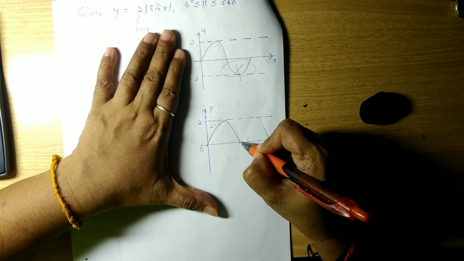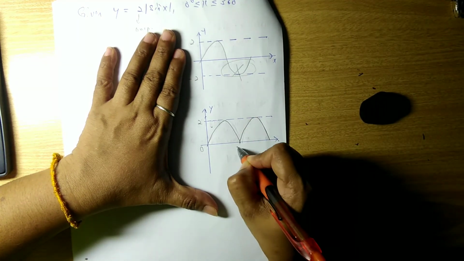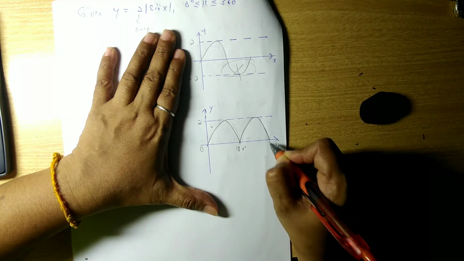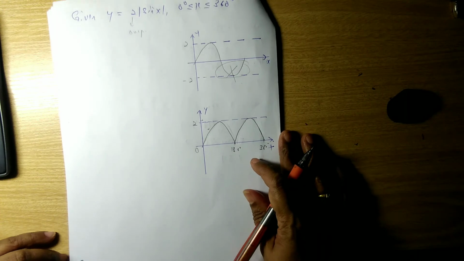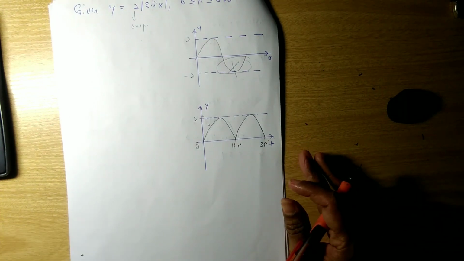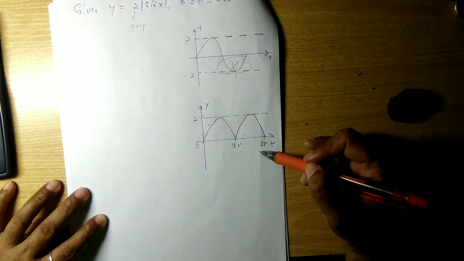Here, this would be 180, and 360. So that is a graph with a modulus. There's no negative part of it. It's going to be reflected out. Okay, thank you.